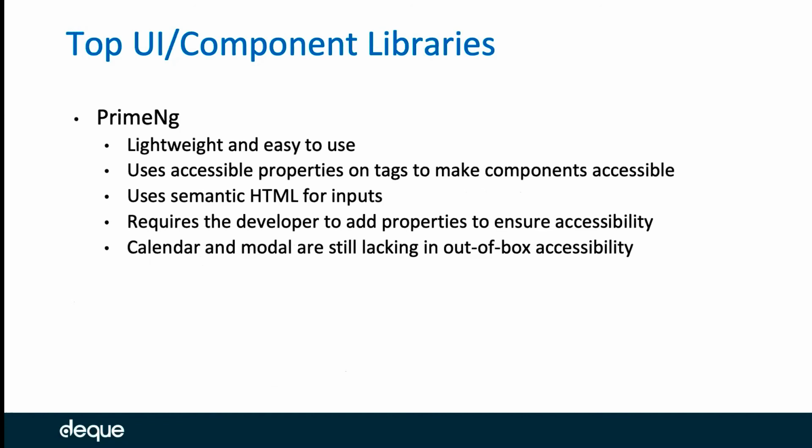This one we would say is probably the most accessible out of the 3 that we've talked about just now. It's lightweight and easy to use. It uses accessible properties on tags to make components accessible. So like our app left nav example, where we were saying normally you can't add a role to that custom component tag. You have to go into the children and add it on the appropriate element, say div or span or what have you. In this case, PrimeNG opens those up and allows you to use certain accessible properties on the tags to skip that step of diving into the children and adding them there. It does also use semantic HTML for inputs, but like we said, it requires the developer to be the one to add those properties that ensure the accessibility.